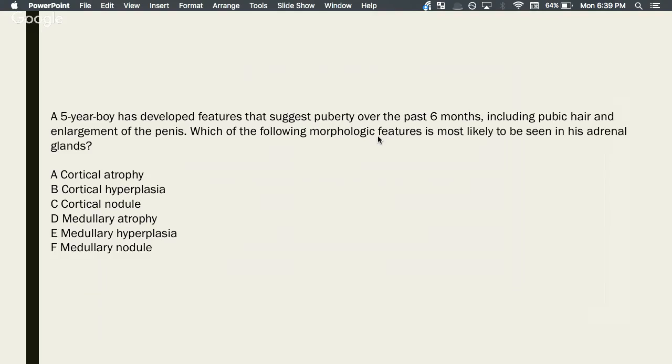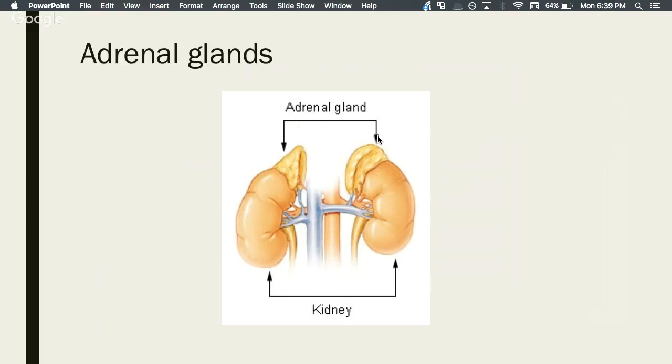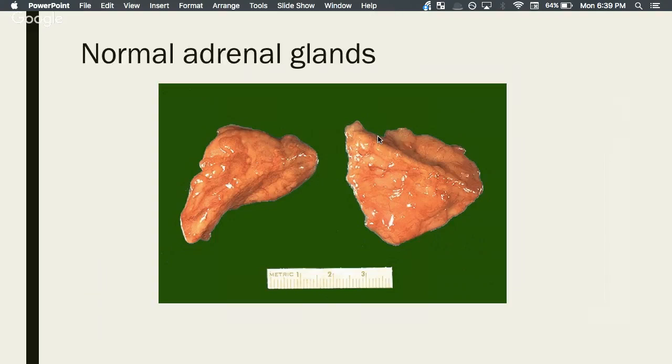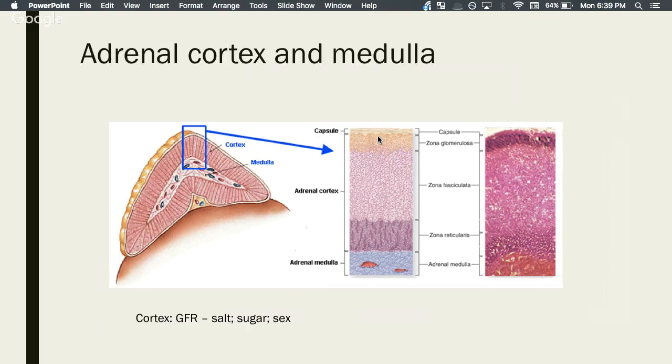But if you didn't know that, if you broke it down just based on the actual hormone secreted, you can pretty much work out that it's a cortical hyperplasia without knowing the reason for it. So adrenal glands sit on top of your kidneys. And this is what normal adrenals look like, just for comparison later.